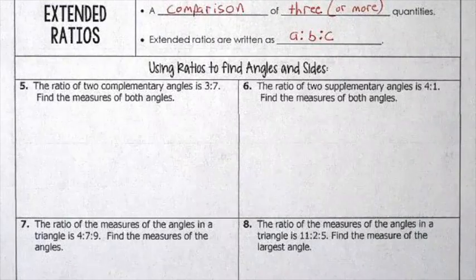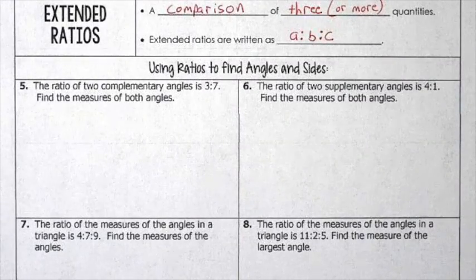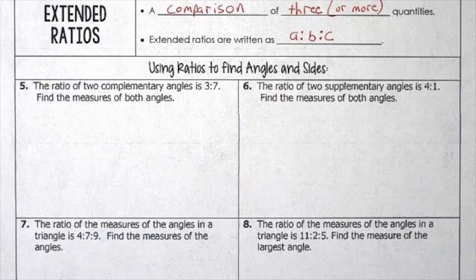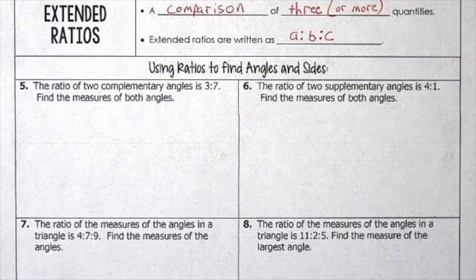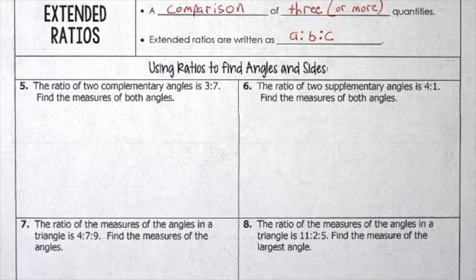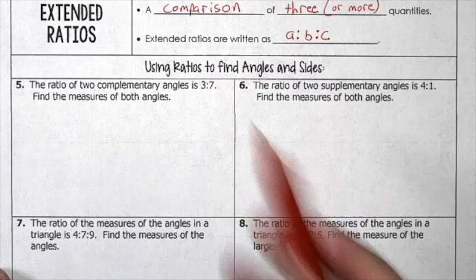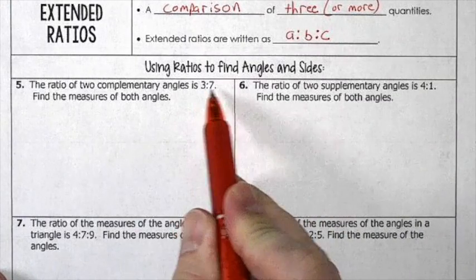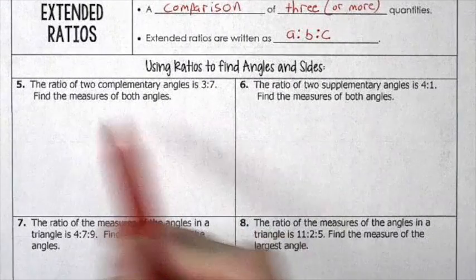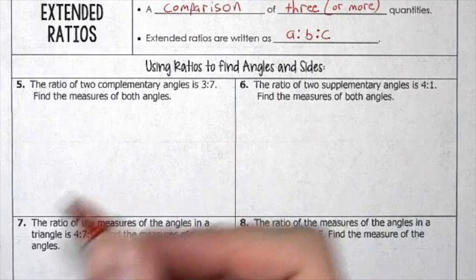All right, so to use ratios with triangles, we're going to use them to find angles and sides. So let's just jump in and look at an example, number 5. They're telling us that the ratio of two complementary angles is 3 to 7. Find the measures of both angles. So the first thing we need to do is set up an equation. And the way that's going to work is I'm going to use my proportions 3 to 7 to set up the equation. So I know that I don't know the actual measures of the angles, so I'm going to have to use x for the value.